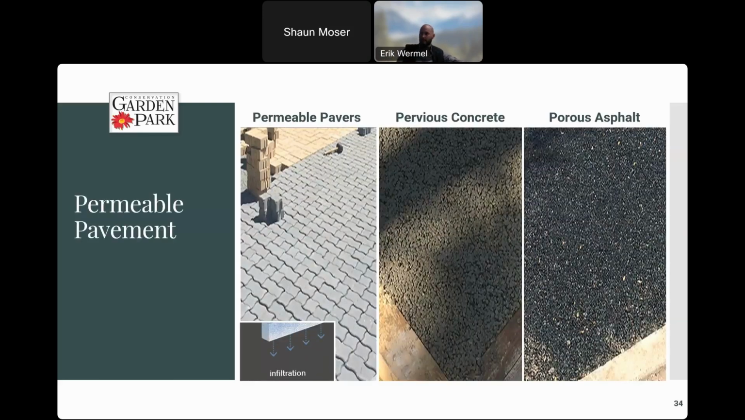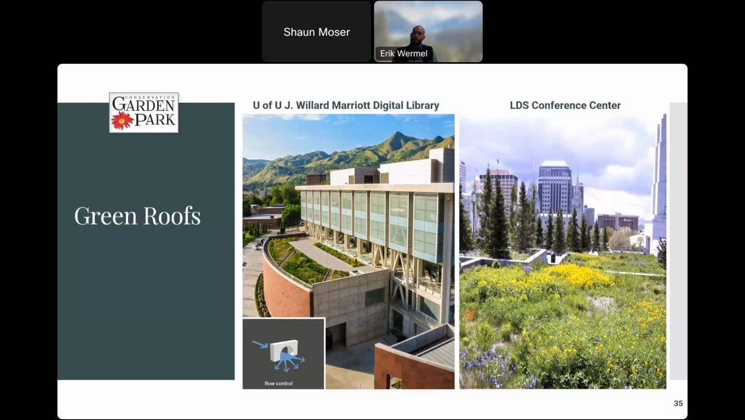So permeable pavement, this is one that we see in many places. Here at the Conservation Garden, we have it. This serves to infiltrate water where it falls. So it helps recharge our groundwater and reduce runoff volume. It's a simple and effective option for homeowners. Water flows through the porous gravel joints and into the ground and reduces peak discharge rates, capturing water where it falls. And green roofs.